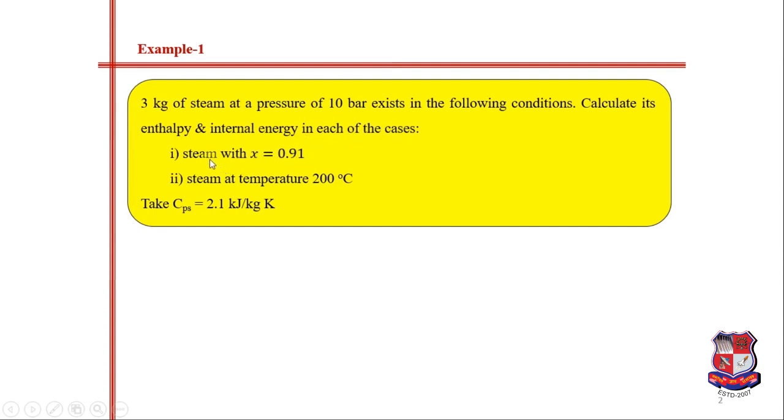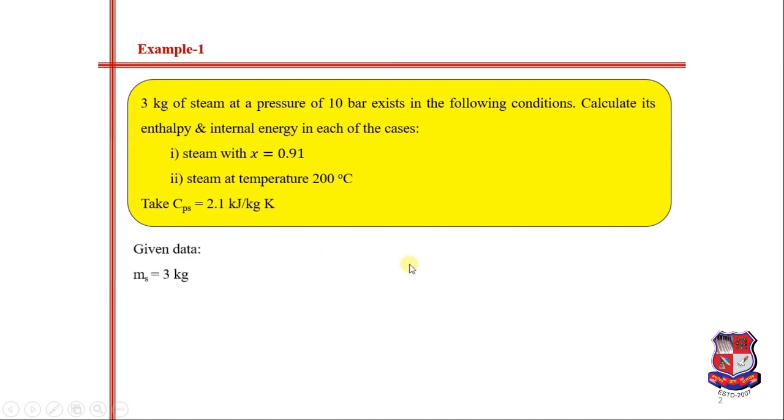First case is steam with X is equal to 0.91. X means dryness fraction. And second condition, steam is at temperature of 200 degrees Celsius. And here it is given that take CPS is equal to 2.1 kilojoule per kg Kelvin. CPS means specific heat for superheated steam. Okay, so first let's mention given data.